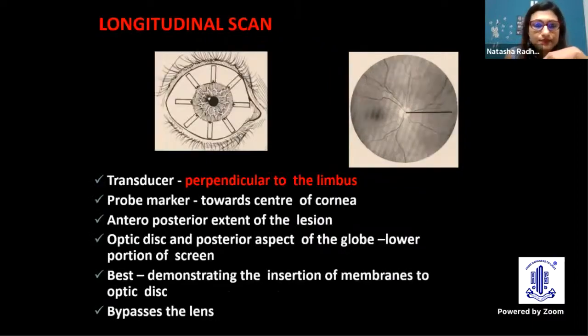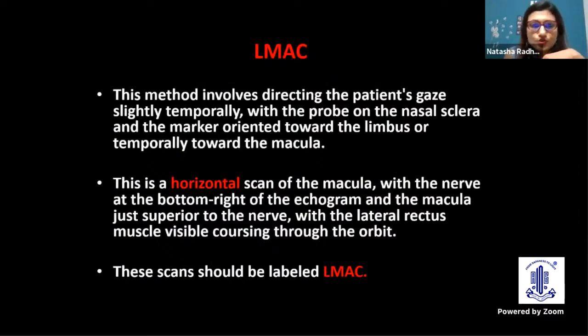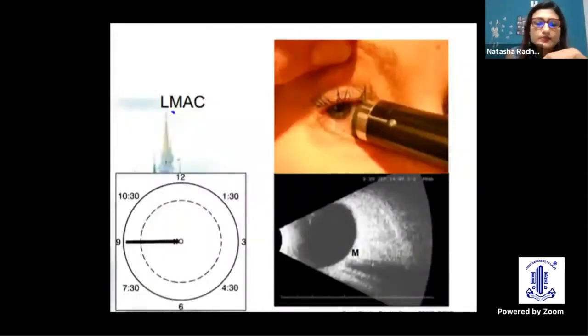And the longitudinal scan where it is perpendicular to the limbus, and it is kept with the probe marker towards the center of the cornea. It gives you the anteroposterior extent of the lesion. And you should also know about the longitudinal macular scan, in which you direct the patient's gaze temporally, place the probe on the nasal sclera with the marker oriented towards the limbus. This is a horizontal scan of the macula, and it will be seen like this. That is the probe position on top, and in the bottom is your macular scan, where the optic nerve comes in the bottom half of the scan, and the macula will be just above.